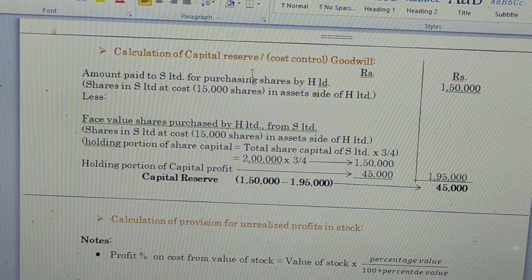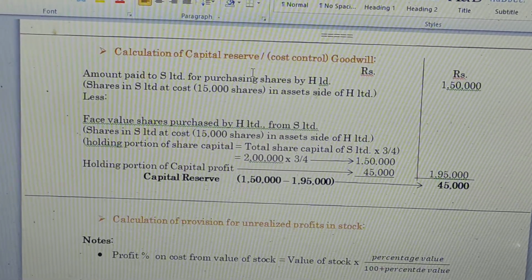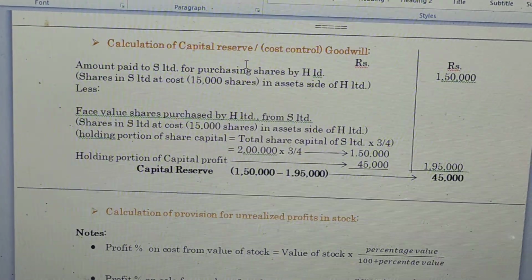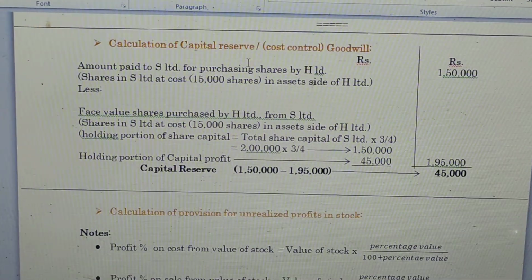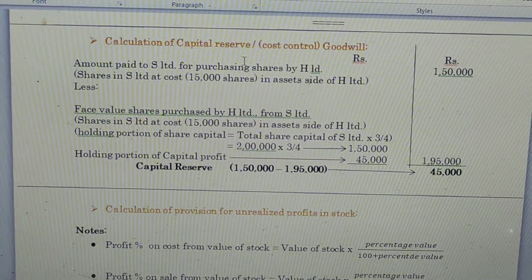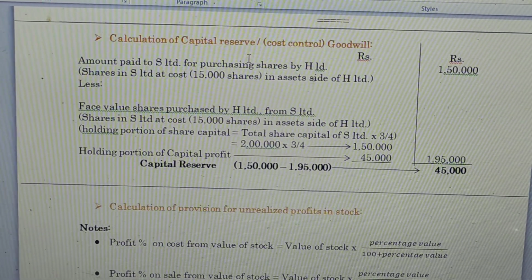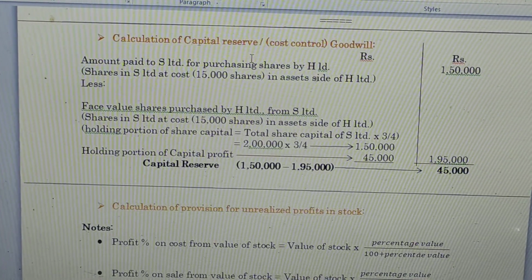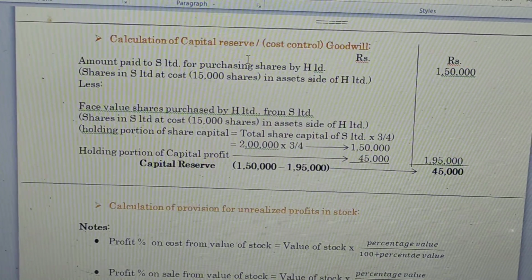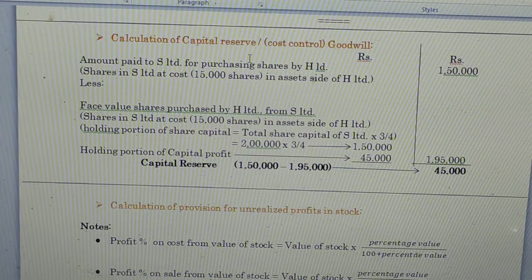Then we are going to calculate the capital reserve or goodwill. The amount paid to S Limited for purchasing shares by H Limited is rupees 1,50,000, which is from the asset side of H Limited's balance sheet: shares in S Limited at cost, 15,000 shares. Then less the face value of shares purchased by H Limited from S Limited.